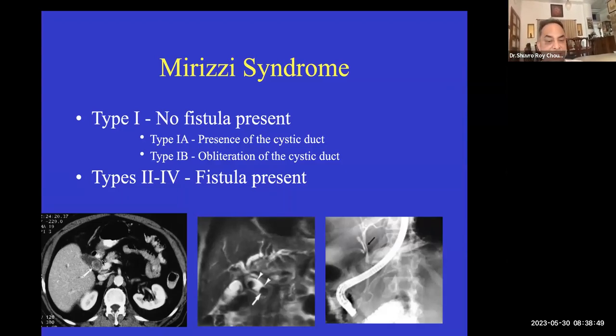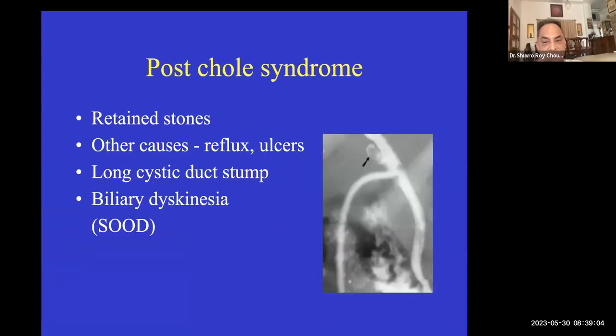So these are examples of Mirizzi syndrome. You can see the gallbladder neck stone, and you can see a little bit of intrahepatic bile duct dilatation. Once again, a smooth stricture, deviation of the common hepatic duct due to the gallbladder neck dilatation.